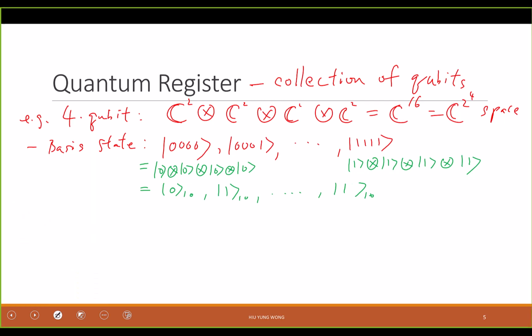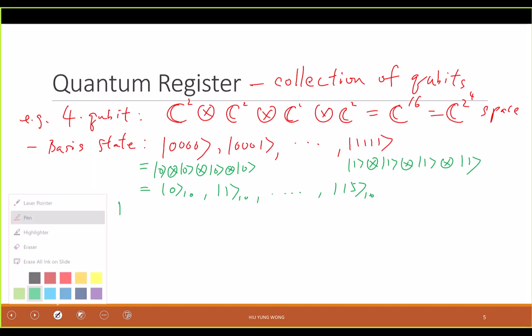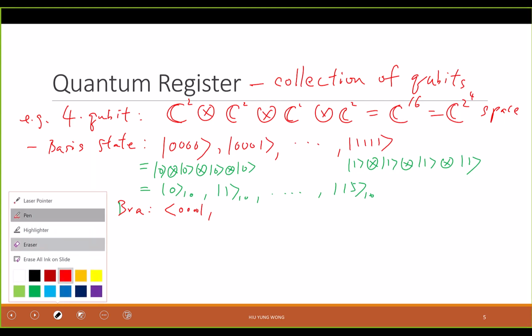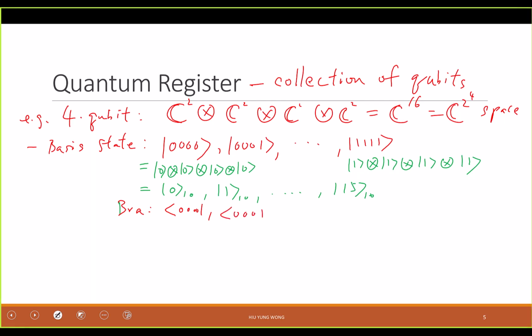Is that okay? And it's up to you. You can call them A, B, C, D also. 16 alphabets, no problem. But you need to recognize there are 16 basis states. So what are their bra versions? Well, just 0, 0, 0, 0, 0, 0, 0, 1, and all the way to 1, 1, 1, 1. Okay? Do you agree?